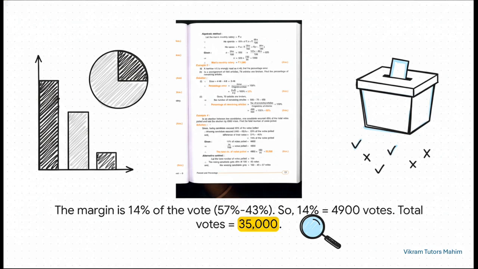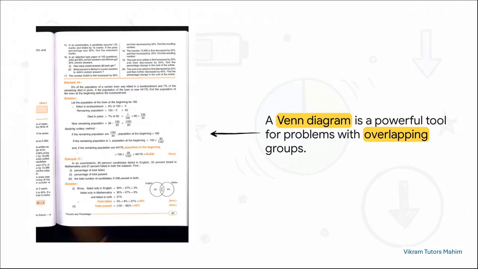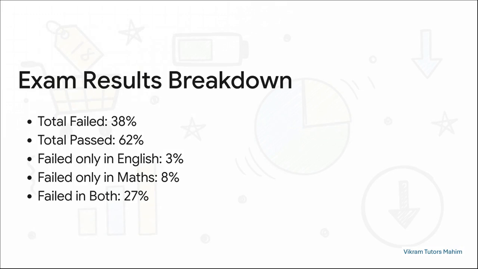See how that works? You know, for problems where you have overlapping groups, a Venn diagram is an amazing tool. It just makes everything so much clearer. Take this example, which shows exam results for students who could have failed English, math, or maybe even both. Let's break down what we're seeing here.